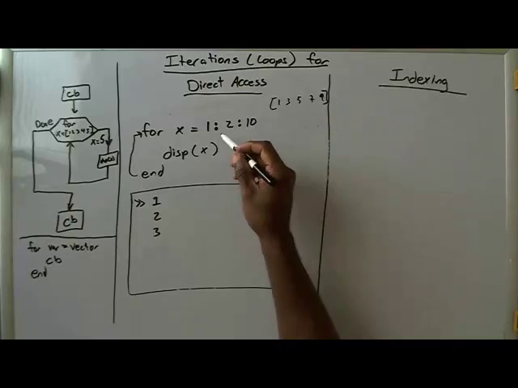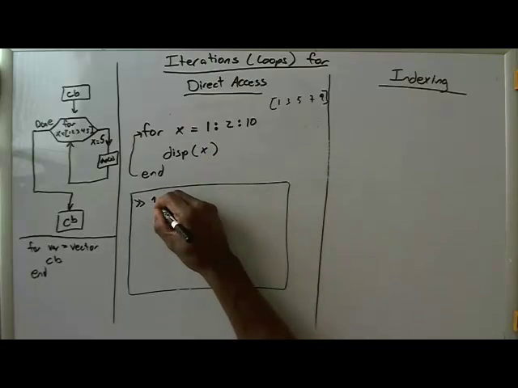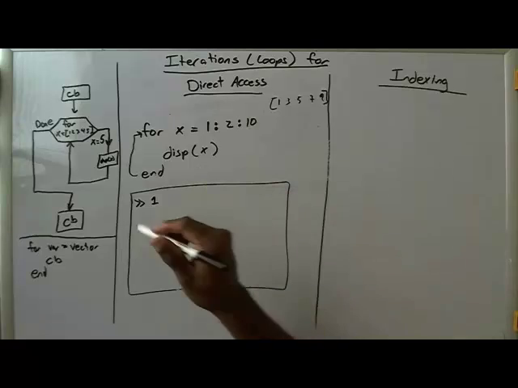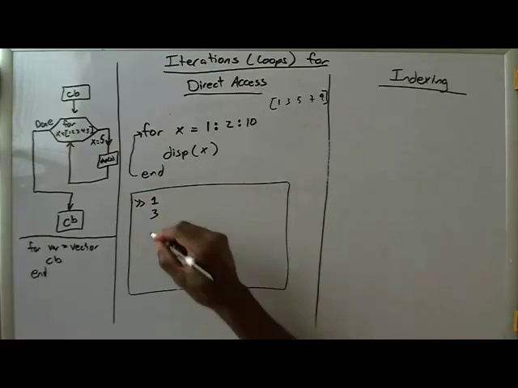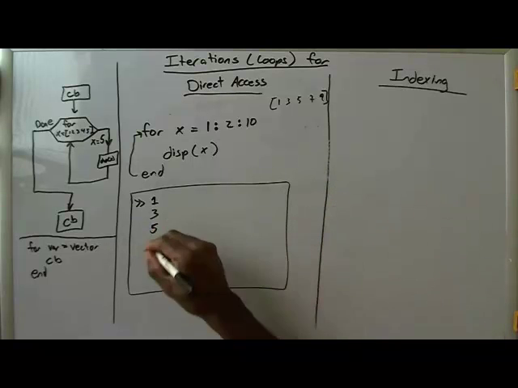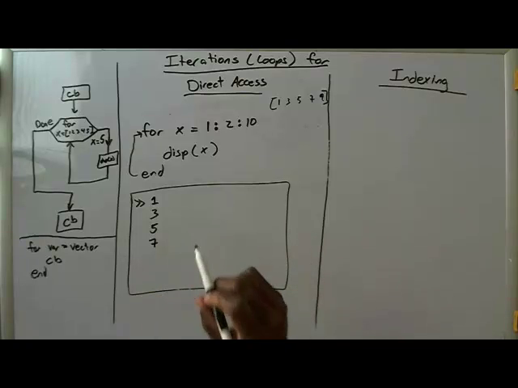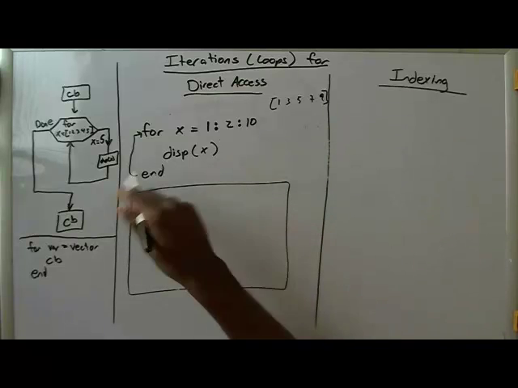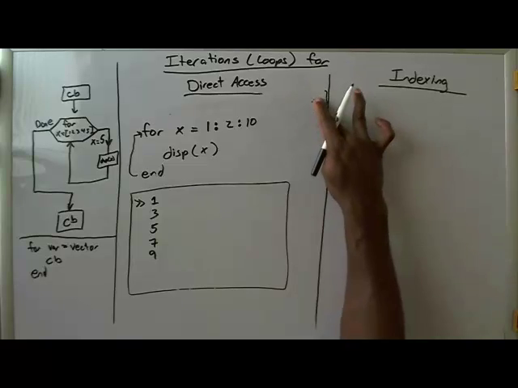Well then, first time through the loop, display is going to display the first thing in the vector, which is 1. Next time through the loop, it's going to display the next thing in the vector, which is 3. The next time through the loop, it displays the next thing in the vector, which is 5. The next time, 7. And the next time through the iteration, it displays the next thing in the vector, which is 9. And then it's reached the end, so it ends. Okay? Let's keep going.